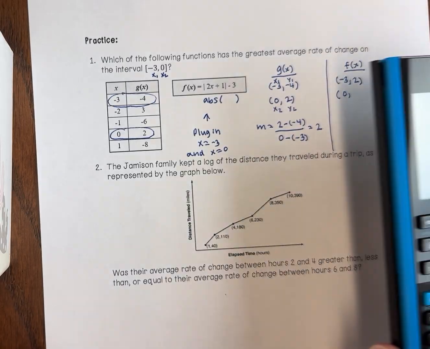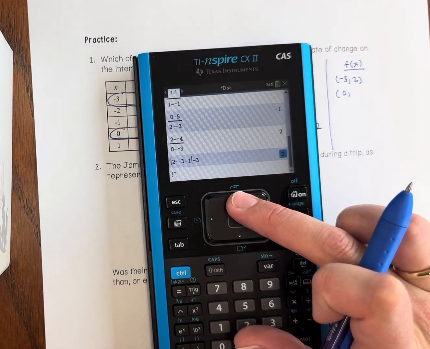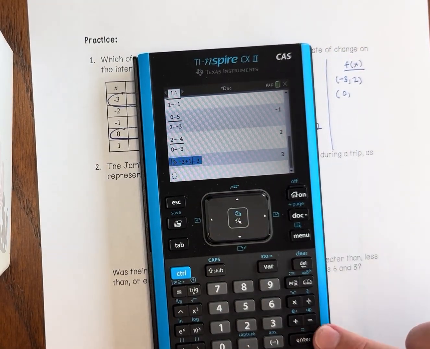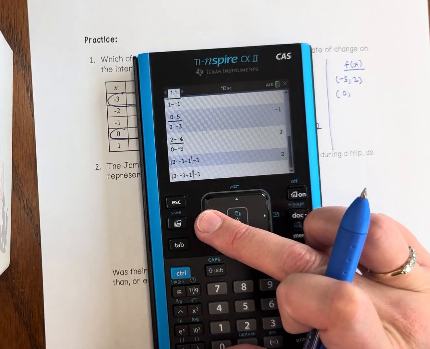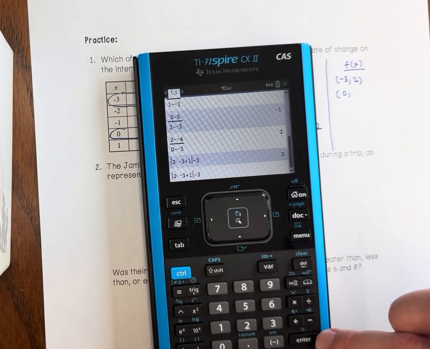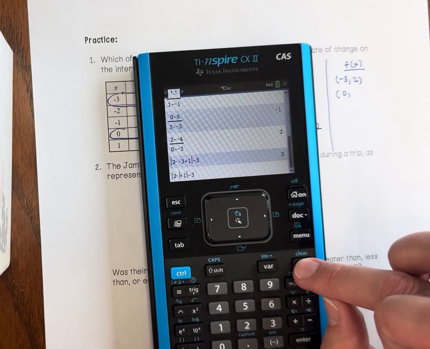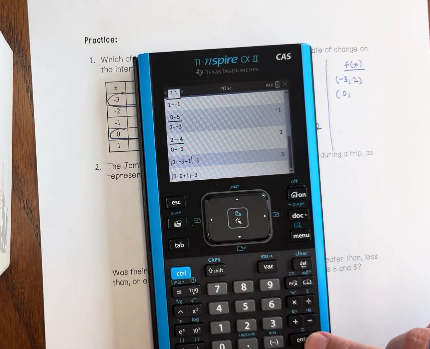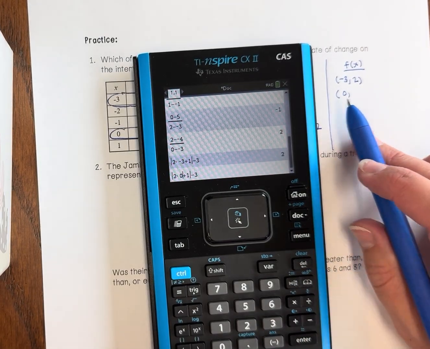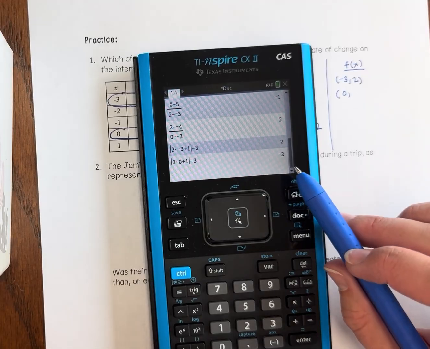Now we're going to do that again. If you want to, you can just go up to what you had just typed in, copy it, and everywhere we had put that -3, we're going to change that into a 0, because that was our second point right here. So if we plug in 0, we're going to get -2.